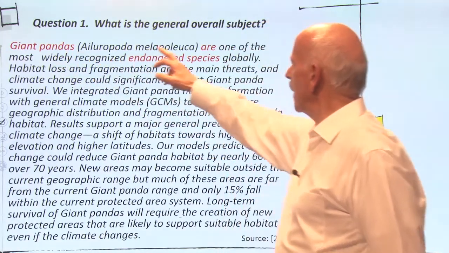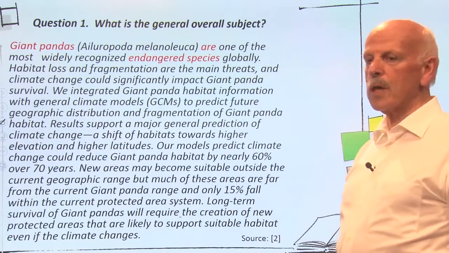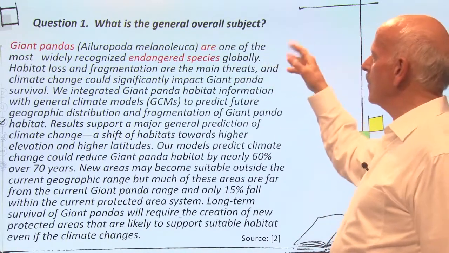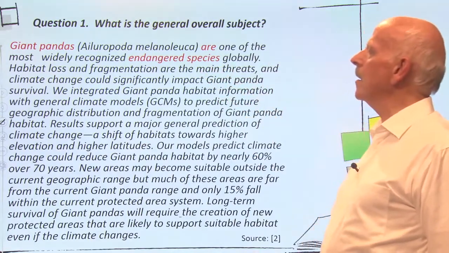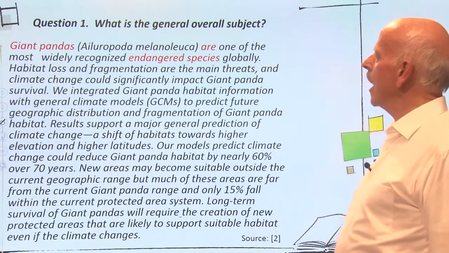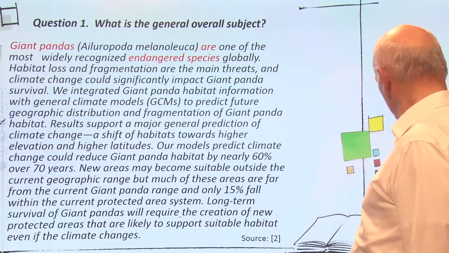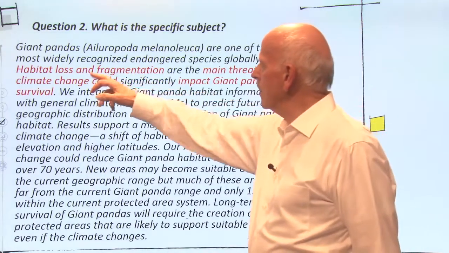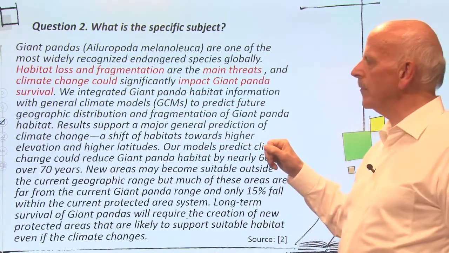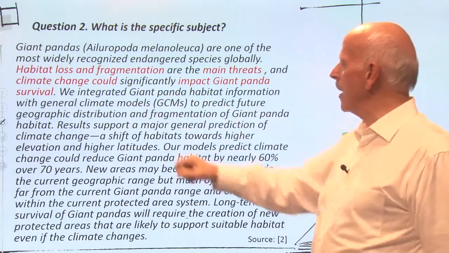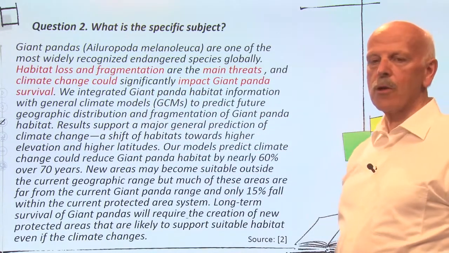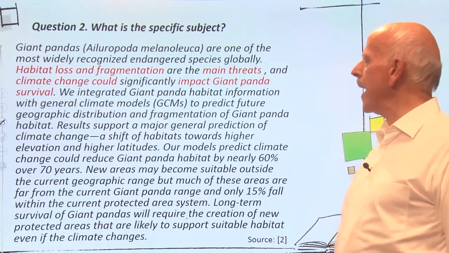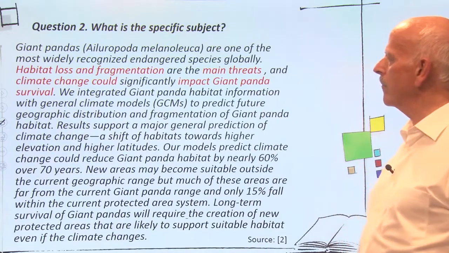So the first sentence again tells us the overall topic. Giant pandas are endangered species. Everything else is extra, but you focus in on what is the key point here. Giant pandas are endangered species. And what is the specific topic? Habitat loss, fragmentation, breaking up of habitat, and climate change are the 3 points that they're talking about in this paper. So that's the specific subject. Impact on giant panda survival.